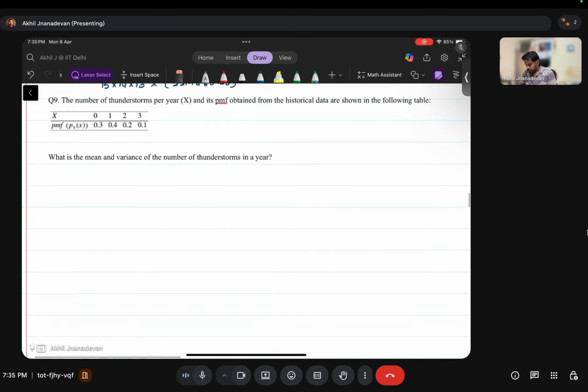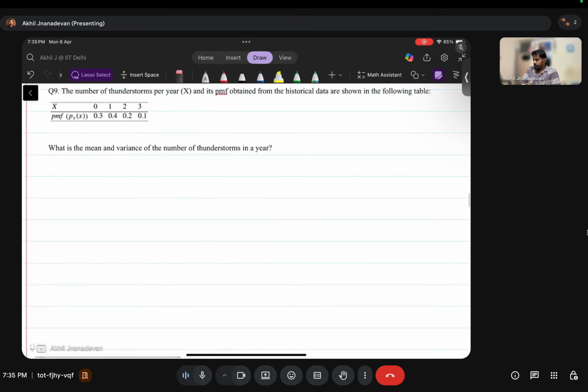So the ninth question is the number of thunderstorms per year. Here also X is a discrete random variable, right? In the last question we discussed what a continuous random variable is. Now this is also a number: thunderstorms in a year, and its PMF is obtained from historical data as shown in the following table. So we have this table.